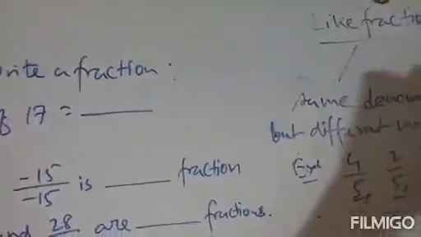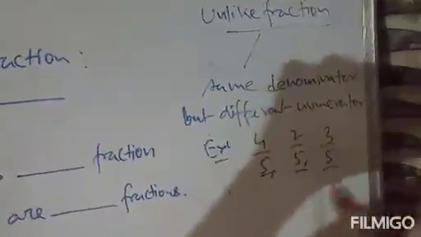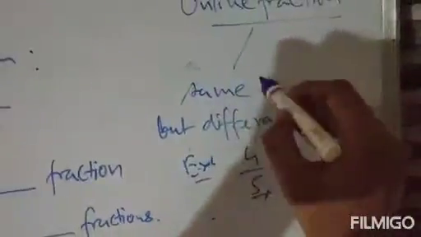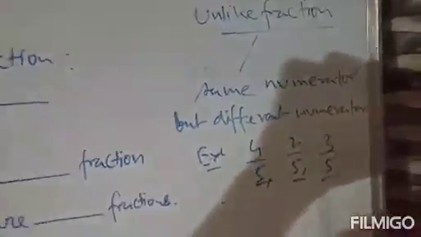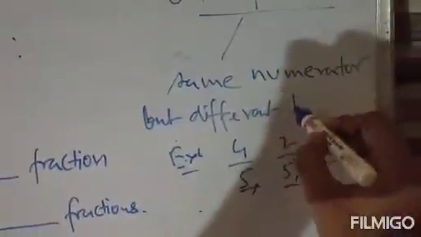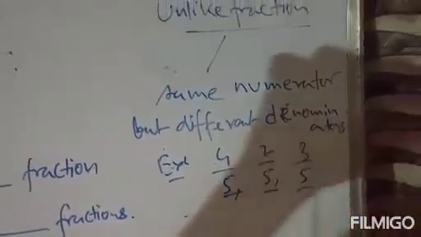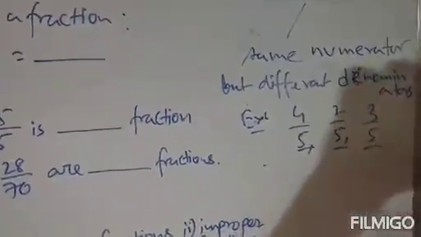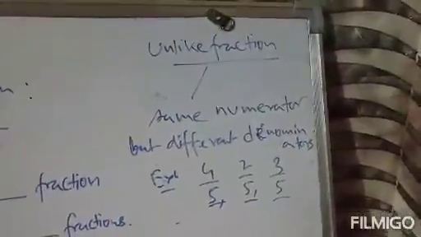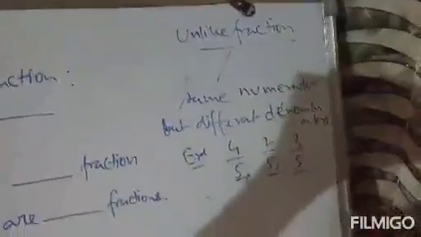Next category is unlike fractions. An unlike fraction is just the reverse of a like fraction. Now, an unlike fraction will be having the same numerator but different denominators. That is your unlike fraction, or we can also say a fraction having different denominators.